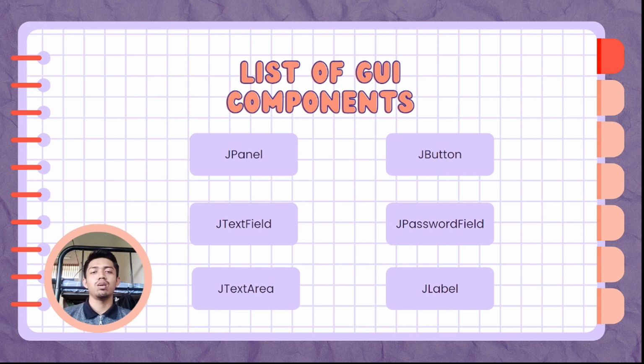Next, we use JTextArea. JTextArea is used to display all information about our ordered product, for example item name, quantity, and total price. And lastly, we use JLabel. We use JLabel to put all the label text for our GUI.